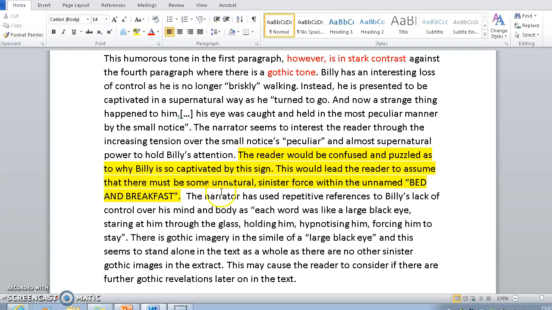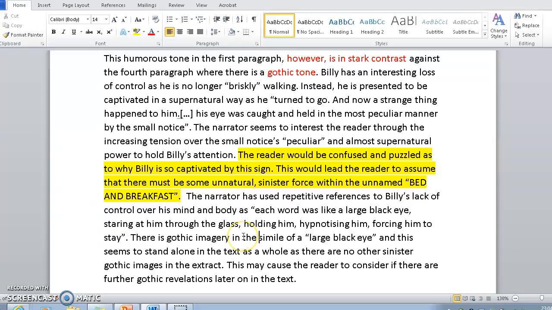So here we go. Again, you can see the narrator has used repetitive references to Billy's lack of control over his mind and body. You add the quote to back yourself up, and then you think about the tone. It's Gothic imagery. You are allowed to mention a language technique, however, you must link it to structure. So that you can say a simile has been used to create a happy tone or whatever it is, but then all of a sudden later on, this is contrasted against such and such.